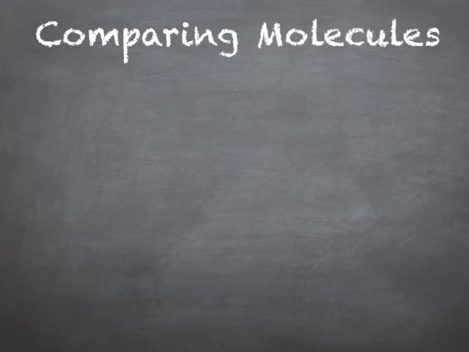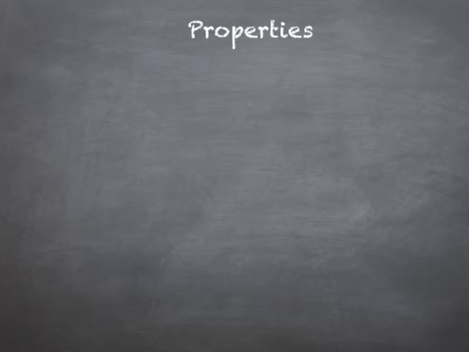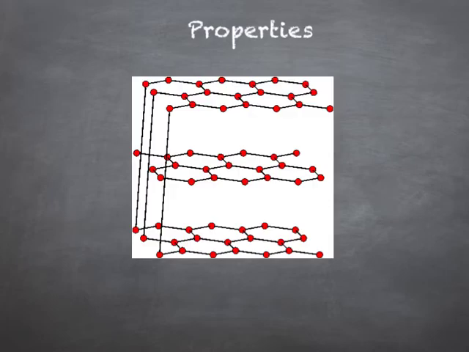In this video we are comparing molecules. We are going to focus today on carbon graphite. Carbon graphite is made of only carbon atoms. We can see in this diagram here that this carbon atom is bonded to 1, 2, 3 other carbon atoms. This carbon atom is also bonded to 3 other carbon atoms.